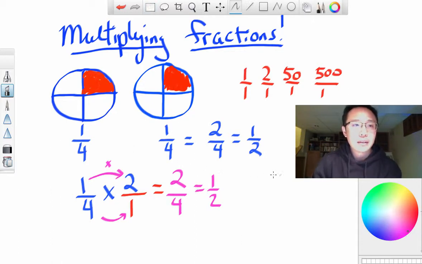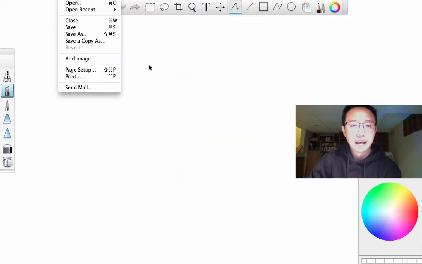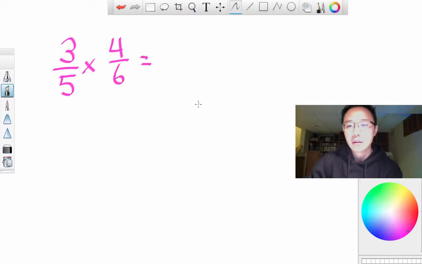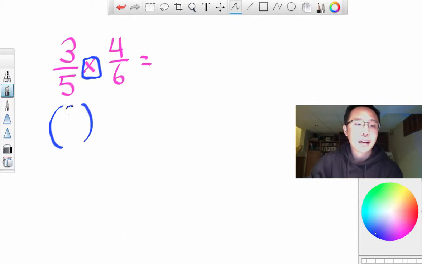So let's try another one with different numbers, and hopefully you can get more practice with this. Let's load it up. So if we were to have a question, say 3/5 times 4/6, right? First thing you want to recognize is that it's multiplying because it has this multiplying sign. Another way to write this to show multiplying is to use brackets. So we can have 3/5 bracket and then another bracket 4/6.